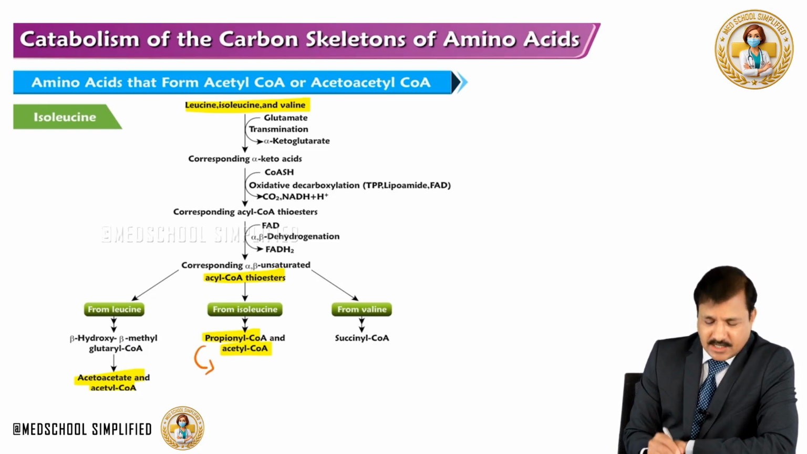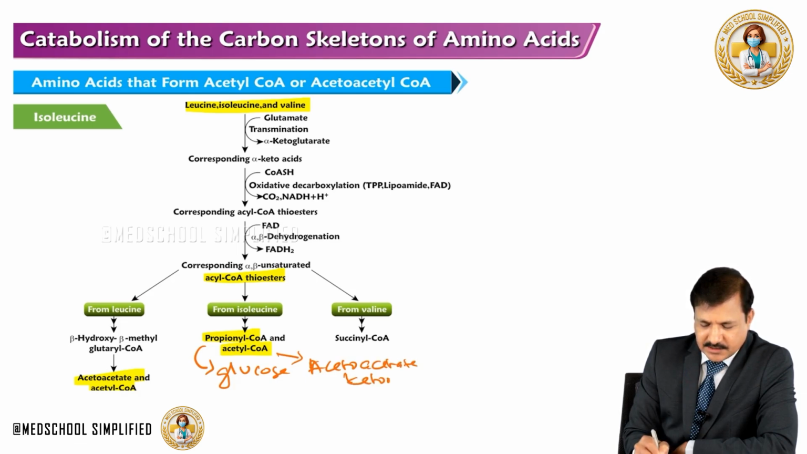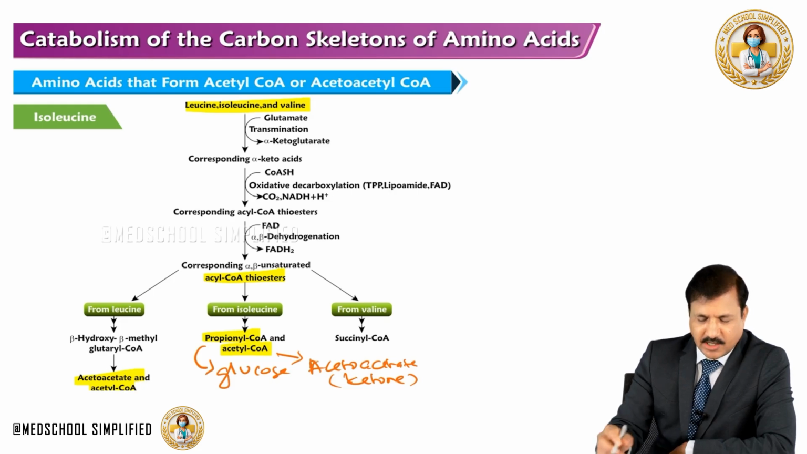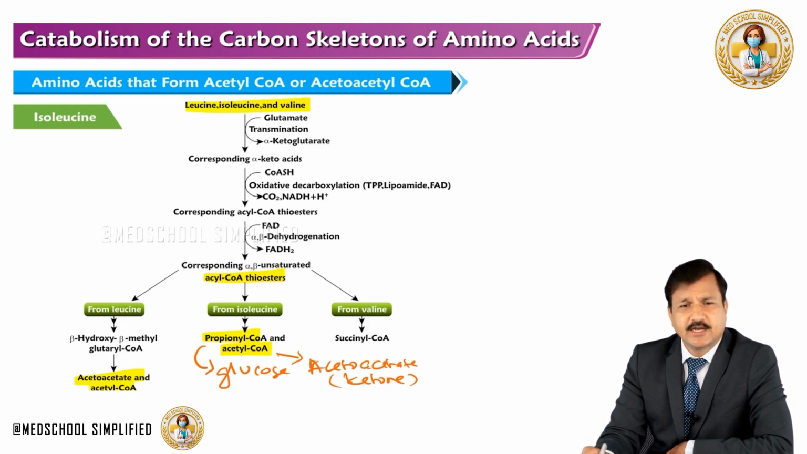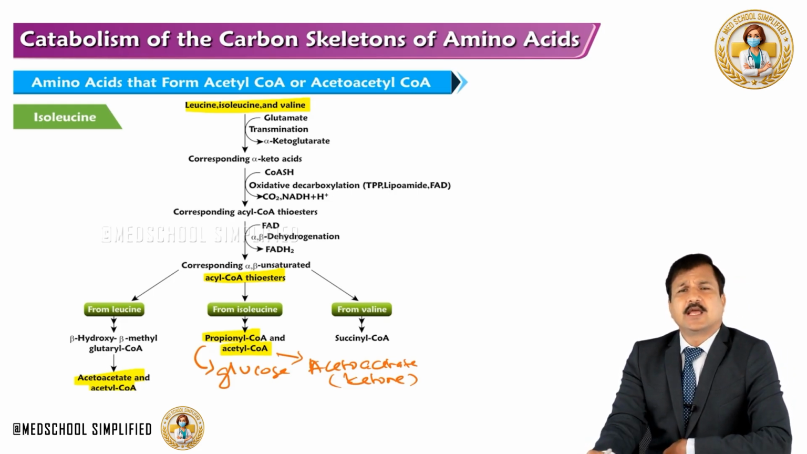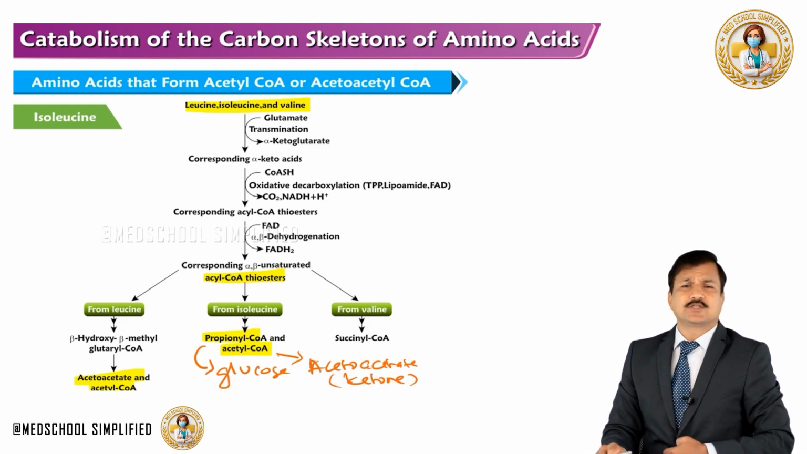Propionyl-CoA making succinyl-CoA can go into glucose formation, whereas acetyl-CoA will make acetoacetate, and acetoacetate is a ketone body, it's ketone. That's how isoleucine is both glucogenic and ketogenic. So we are looking at the amino acid that makes ketones.